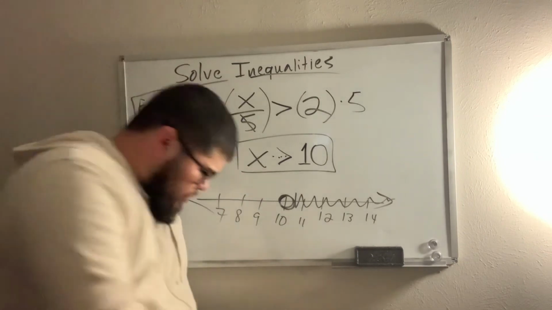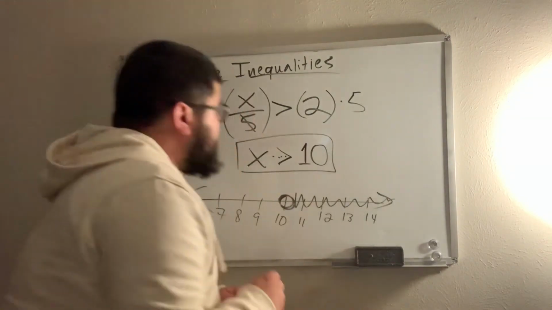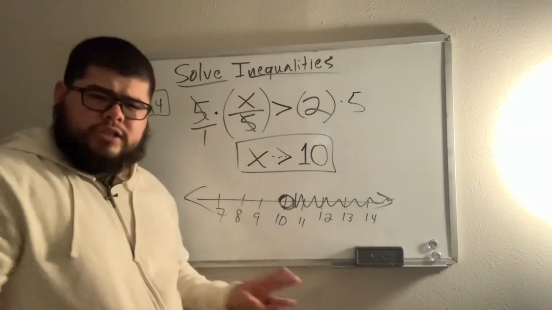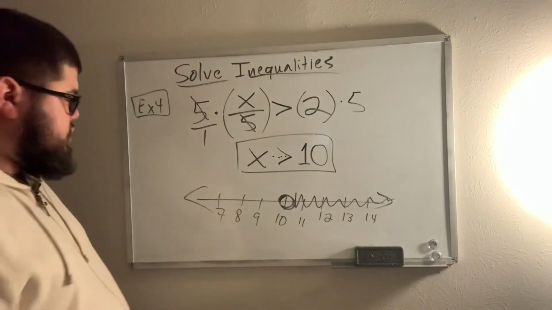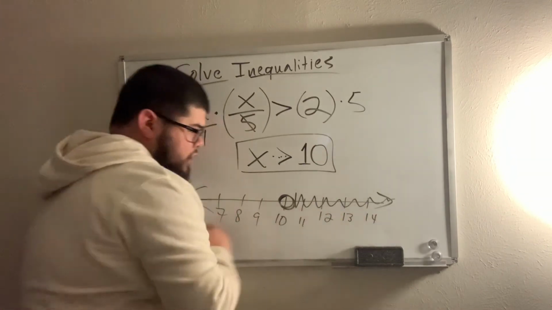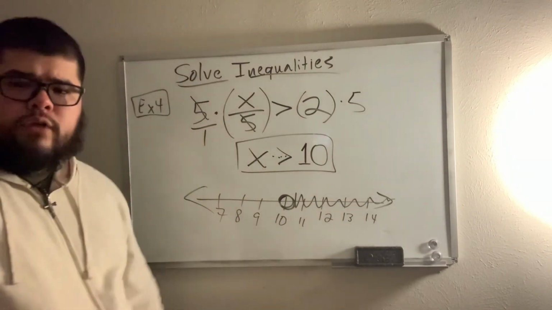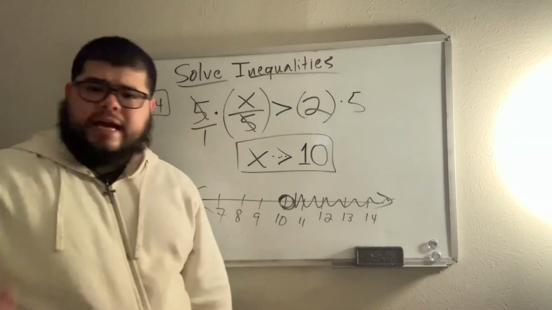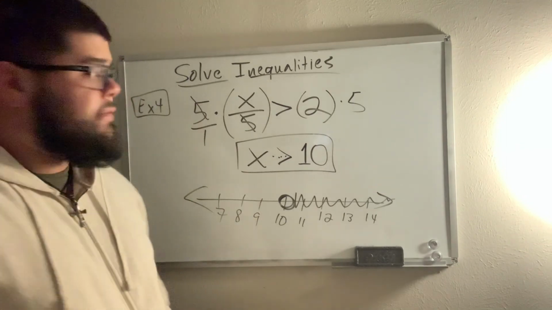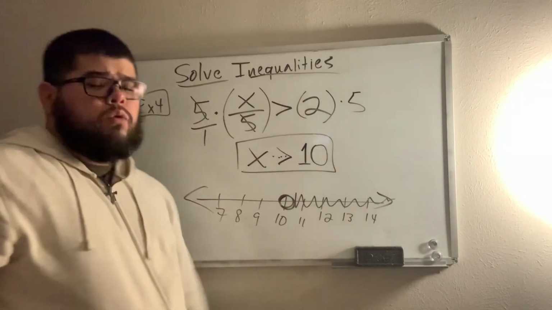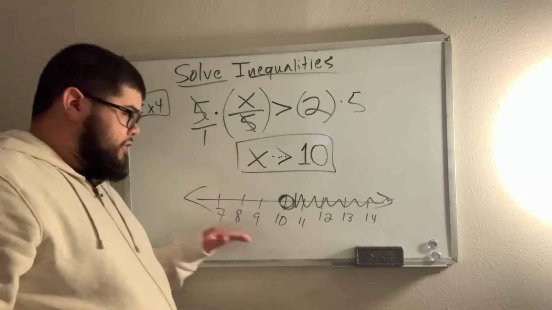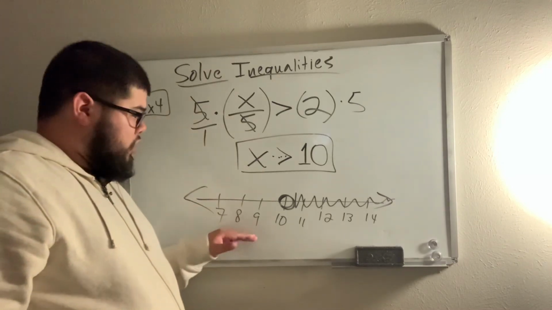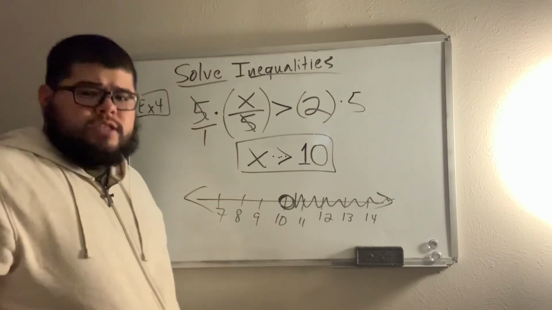So again, we treat inequalities just like we solve equations. The exception is we have to draw a number line solution. We have to draw an inequality solution. We're going to talk about the next exception in the next video. But remember, we solve inequalities just like we solve equations, with the exception of having to draw our graph.